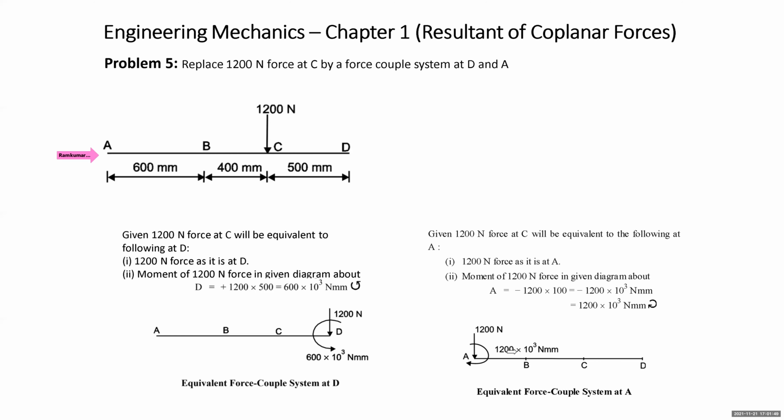So again, I repeat, you are given a 1200 Newton force at C. You want to find its equivalence at D. What will the equivalence at D be? Put the same force as it is. Take the moment of 1200 about D: 1200 into 500, anti-clockwise. You want the equivalence at A: 1200 as it is at A. Moment of 1200 about A: 1200 into 1000, that is the clockwise moment.